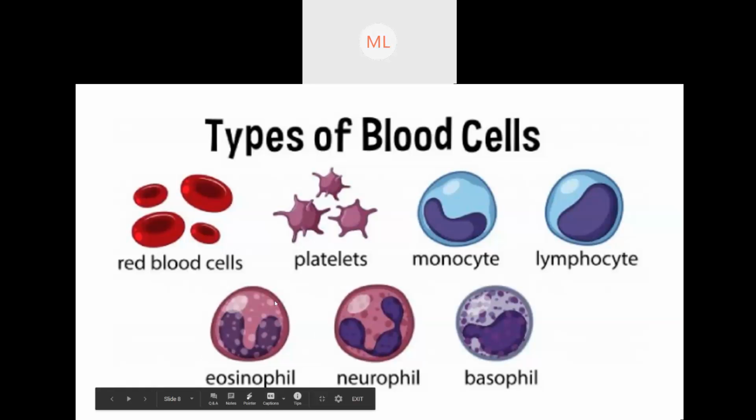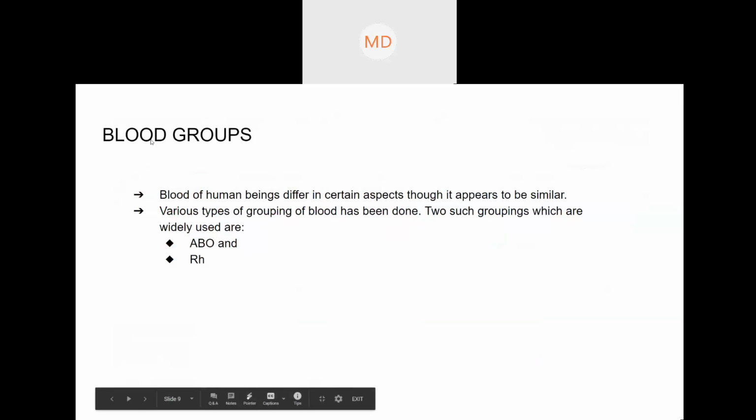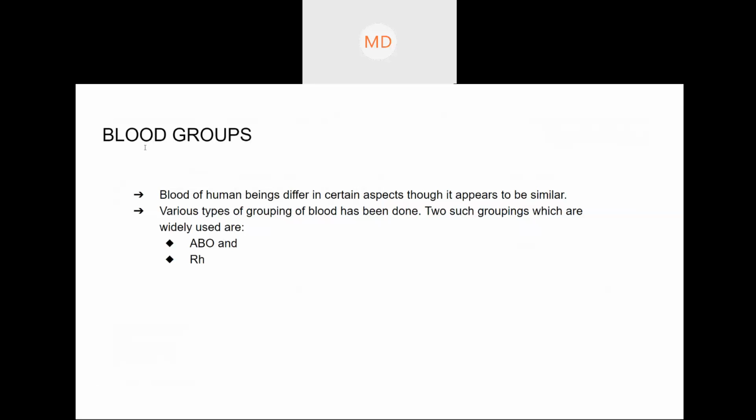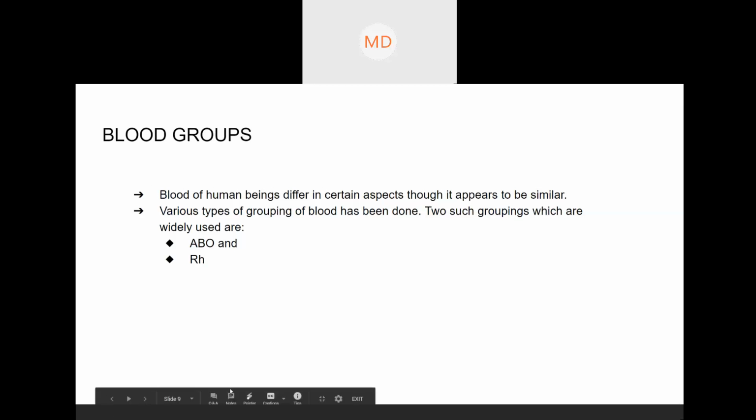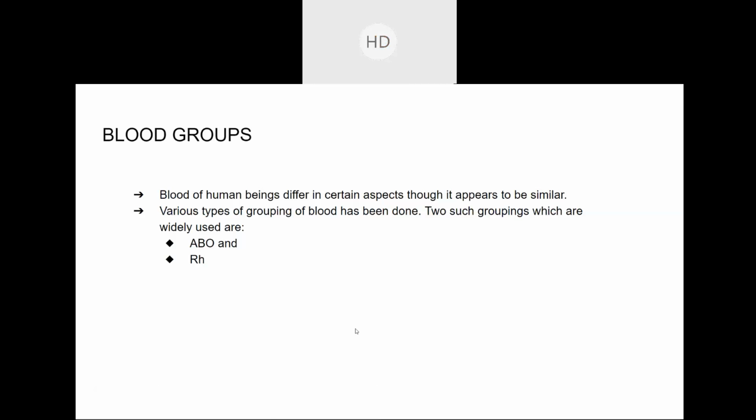Okay, our next topic is about blood groups: how blood groups are determined, what happens, and all that. And how many types of blood groups are there? Do you know how many types of blood groups there are? Just tell me. Eight. What are those?